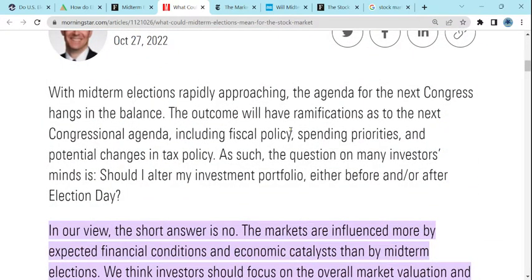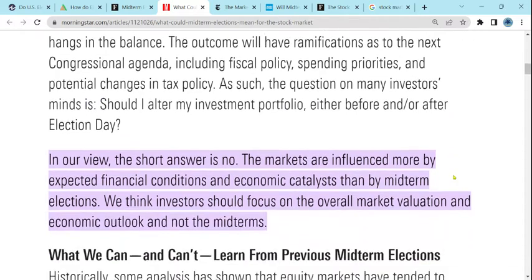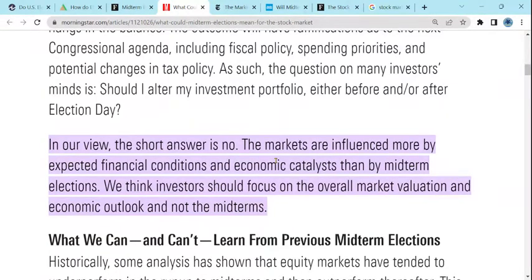So they're talking about, again, this is 2022, so the outcome will have ramifications as to the next congressional agenda, including fiscal policy, spending priorities, potential changes in tax policy. In many investors' minds, the question is, should I alter my investment portfolio before or after Election Day? And their conclusion, in their view, their opinion is the answer is no. The markets are influenced more by expected financial conditions and economic catalysts than by midterm elections. So again, that's the short answer to should you make any changes based on midterm elections.